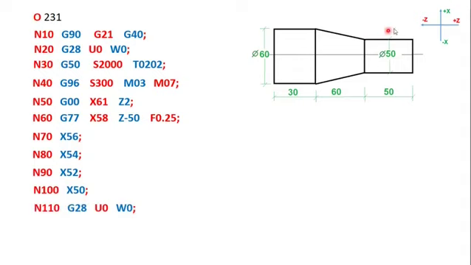Next we will move the tool to U0 and W0, and then move again to this point, which is slightly above, that is 61, and exactly here 50. Here it will be a box of dia 60 and length 60, and we have to remove all these parts, the tapering. So let's start the tapering part. G77, X60, Z minus 50.